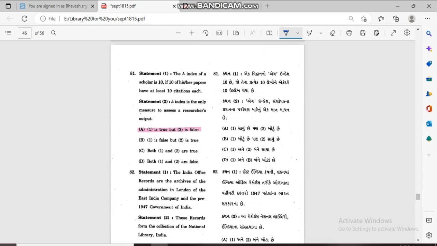Statement 1: the h-index of a scholar is 10 if 10 of his or her papers have at least 10 citations each. Second statement: h-index is the only measure to assess a researcher's output. First is true, second is false.